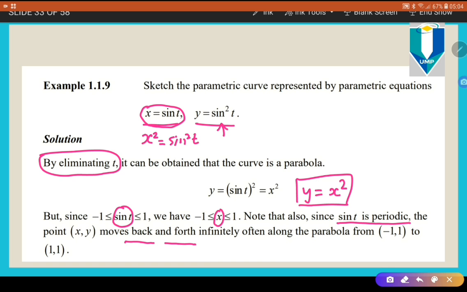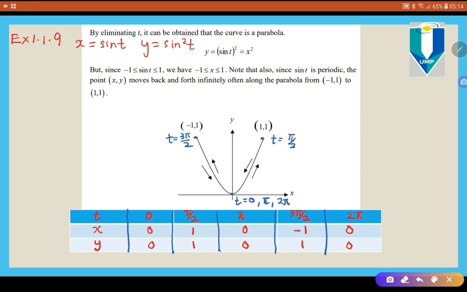Okay, let's look at this in the other slide. In example 1.1.9, we need to find the orientation. We are given x equivalent to sine t and y equivalent to sine squared t. So to get rid of the t, we just substitute. Let's say from the first equation, we have x squared equivalent to sine squared t.